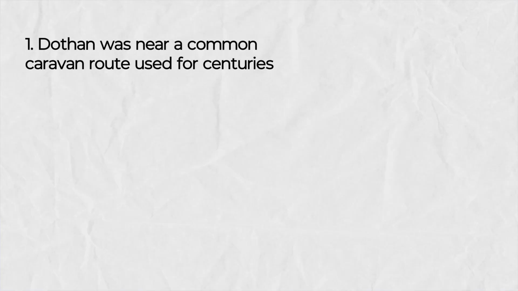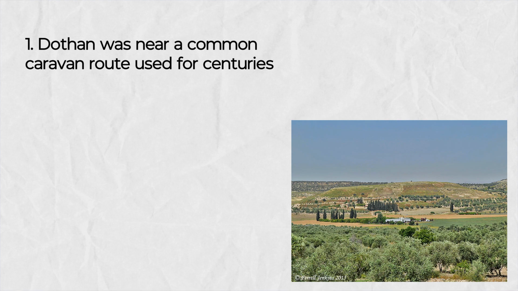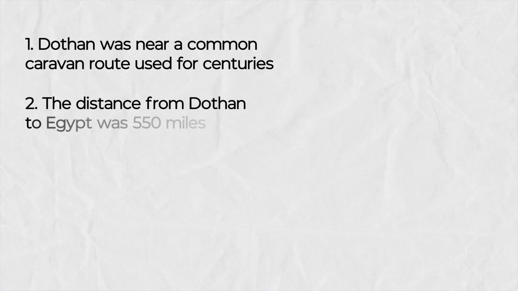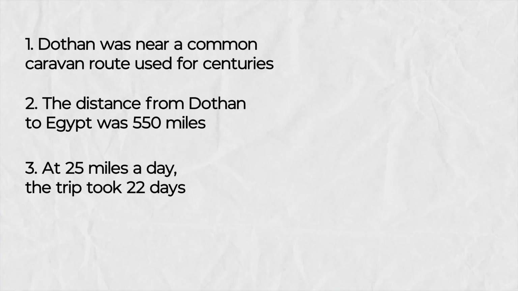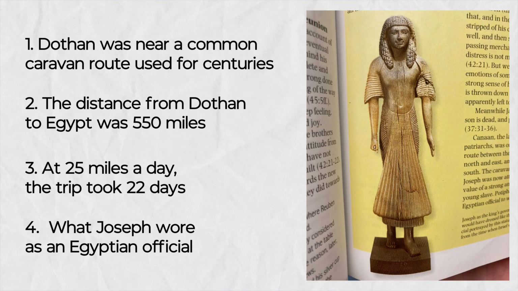After a little bit of research and some simple math, I found these 4 things. 1. Dothan, which is the place where Joseph's brothers sold him, was near a well on a well-traveled caravan route that was used for hundreds of years. Makes sense. Number 2, the distance from Dothan to Egypt was about 550 miles. Number 3, based on an average distance of about 25 miles a day, that trip would have taken around 22 days to complete. And number 4, later on when Joseph was promoted in Egypt, here's a picture of something that he probably would have worn.